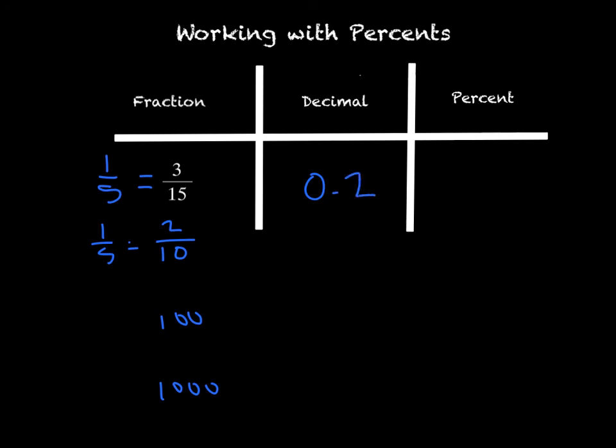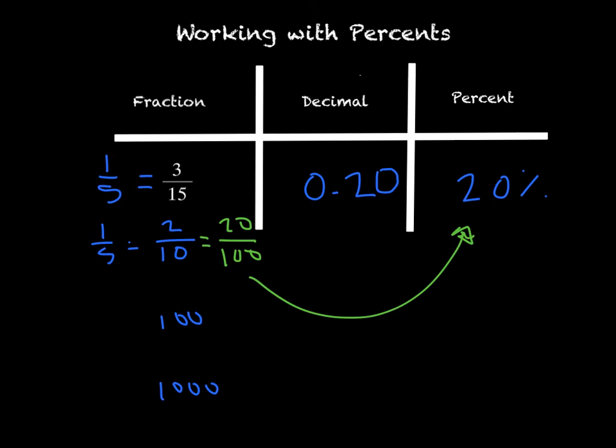And as a percent, remember, percent means out of 100. So I'm going to make my decimal out of 100. So it's 20 hundredths, which would mean that is 20%. Or maybe over here where I have my 2/10, I'm going to make it out of 100. So 10 times 10 and 2 times 10. So you'll notice 20 over 100 is also going to equal my 20%.